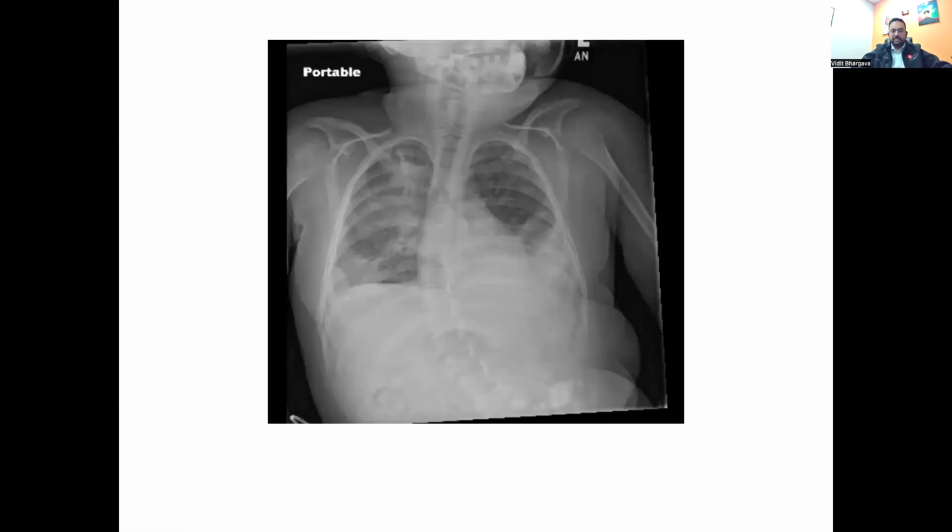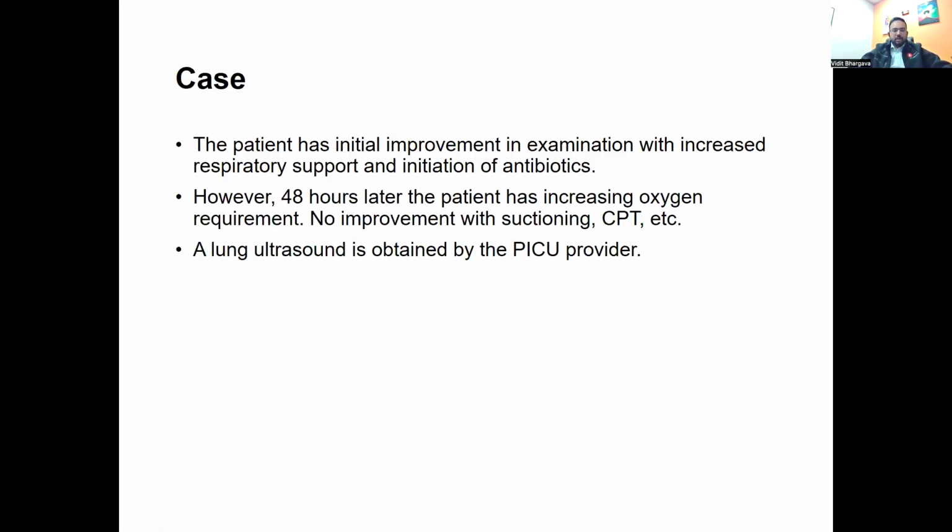This was the patient's chest X-ray that was corresponding to the time that lung ultrasound was done. So I think it's pretty consistent with what we saw in terms of our lung ultrasound. So moving on, the patient has some initial improvement in examination with escalation of their respiratory support. They were already, remember, on non-invasive ventilation. That was escalated and antibiotics were initiated.